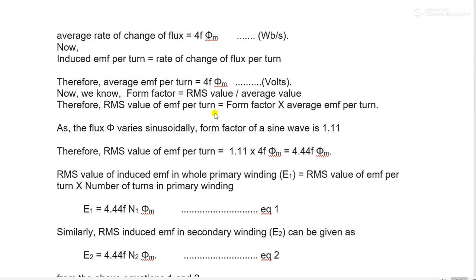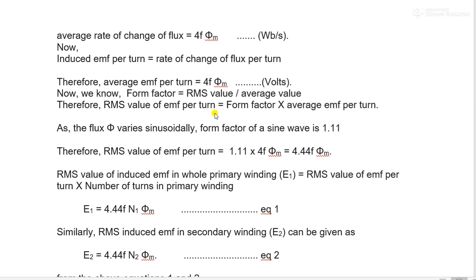Induced EMF per turn equals the rate of change of flux per turn. Therefore, the average EMF per turn equals 4 into f into phi m volts.